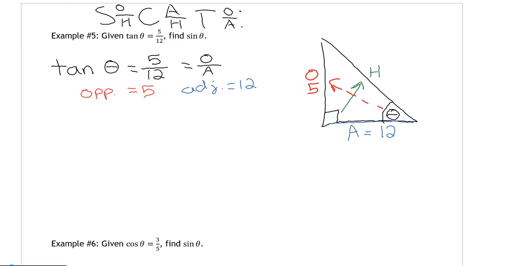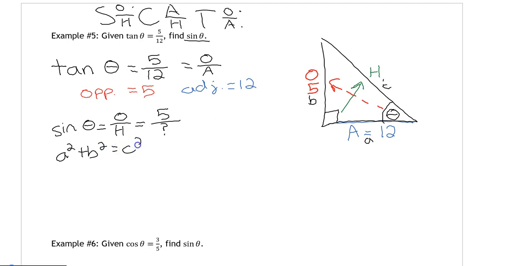So now what am I trying to find? I'm trying to find the sine of theta. Well, sine is opposite over hypotenuse, which equals 5 over, we don't know. So what are we going to do? Same exact thing. Okay, I'm going to use my Pythagorean theorem. So again, A is going to be A, B, and my hypotenuse is always C. So I have A squared plus B squared equals C squared. A is 12, B is 5.